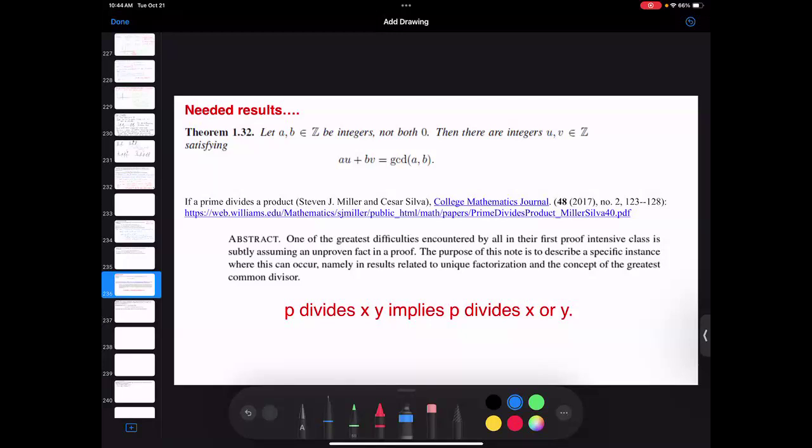So one of the needed results goes all the way back to chapter 1. If A and B are integers, not both 0, then you can find integers U and V such that AU plus BV equals the GCD of A and B. So I think the only difference from this and what we've seen before is using U and V rather than X and Y. All right. What is this also known as? What famous name have we given this? Euclidean algorithm.